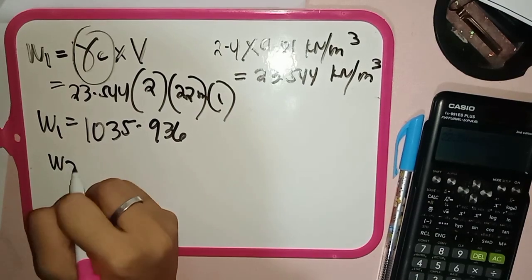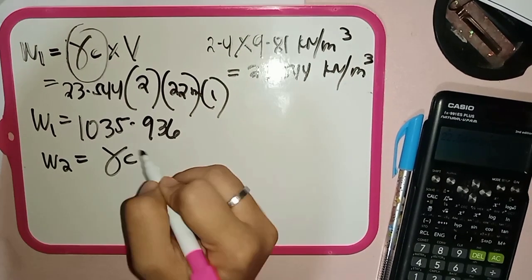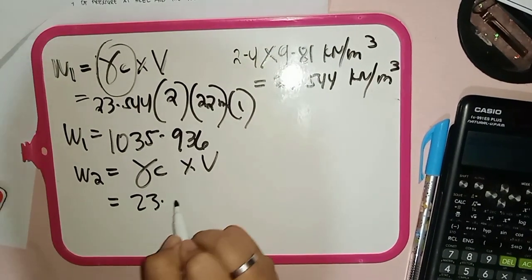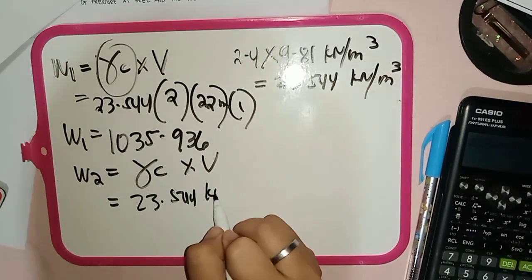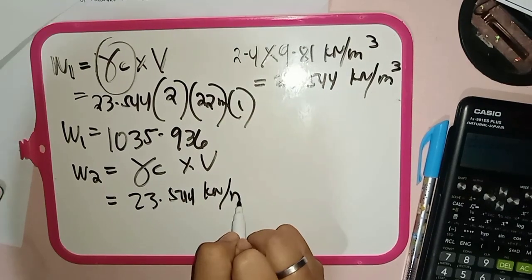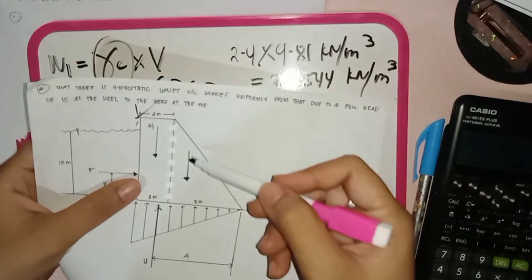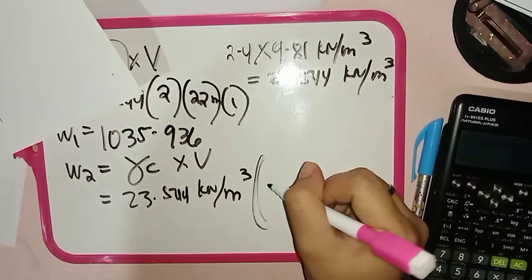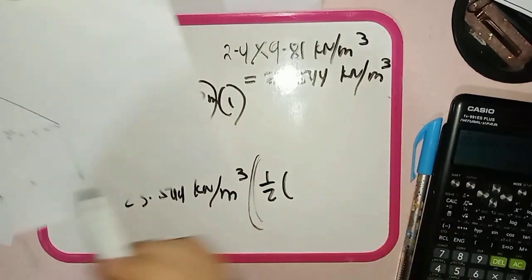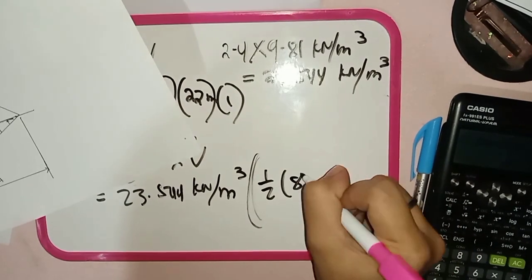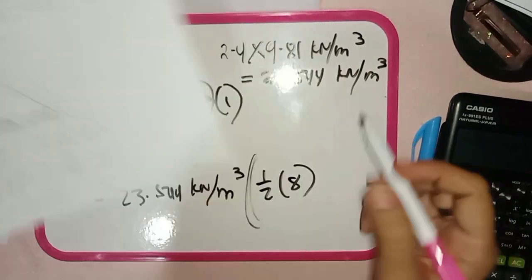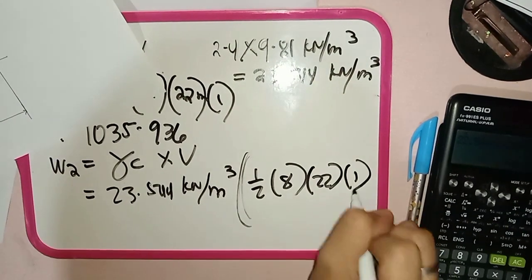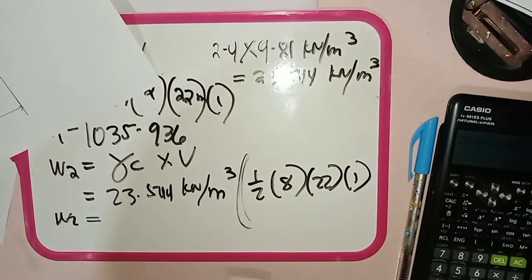Then our weight 2 here: unit weight of concrete times volume equals 23.544 kN/m³. Since it is a triangle, our volume will be 1/2 times 8 meters times our height of 22, then assume a length of 1.